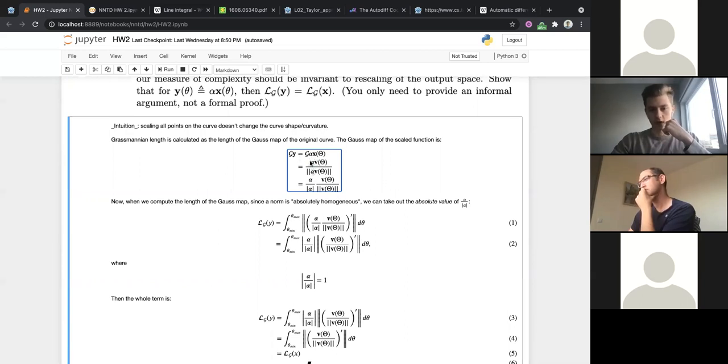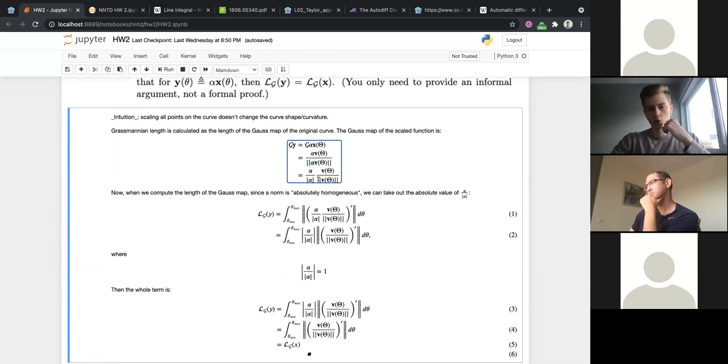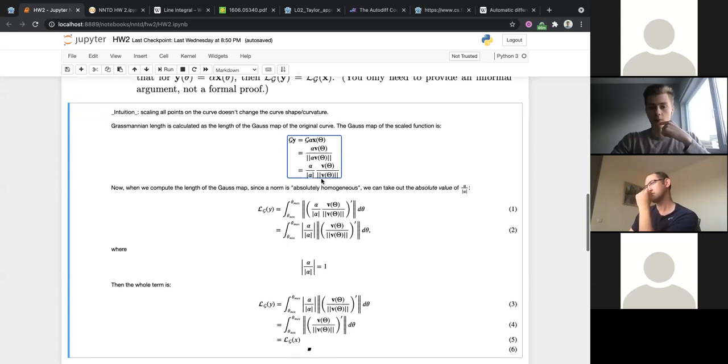So the Gauss map would be the scaled velocities divided by the norm of the scaled velocities. And there's this property of the norm that we can take out a scalar value with its absolute value. So we can take out this alpha divided by the absolute value of alpha.